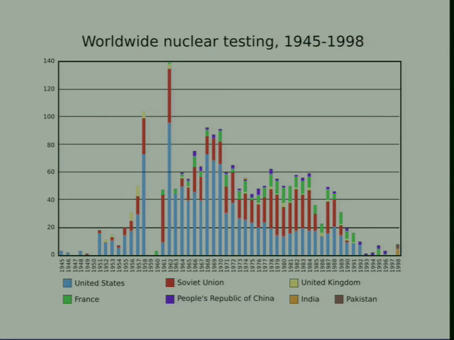This is a histogram showing worldwide nuclear testing. Again, it doesn't show, it's from 1945 to 1998. We're the blue. The Russians are the red. And various other countries are the other colors. This was nuts, I mean, in my opinion. We were doing thousands and thousands of tests.